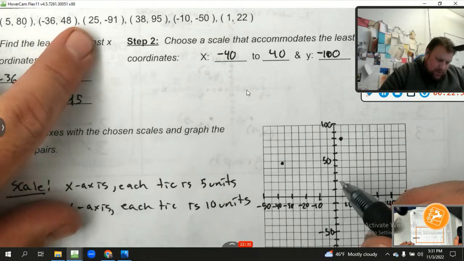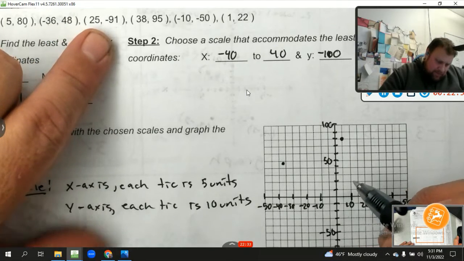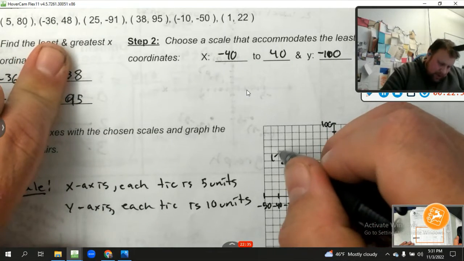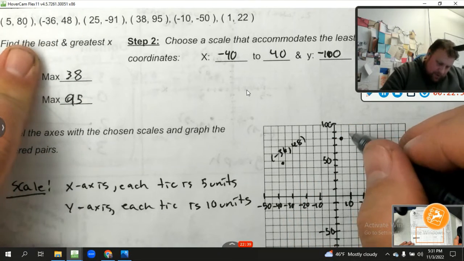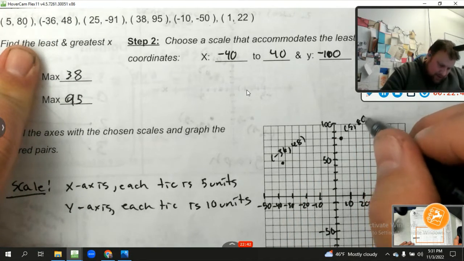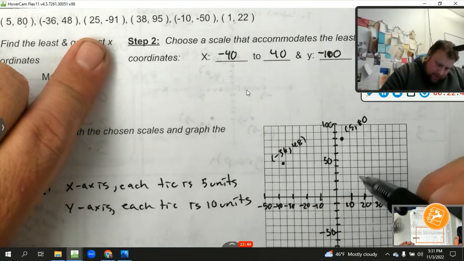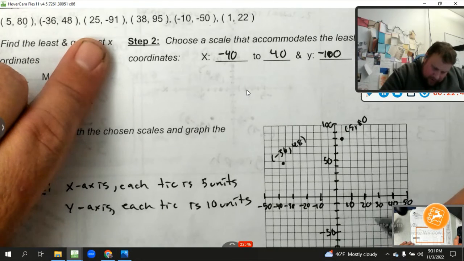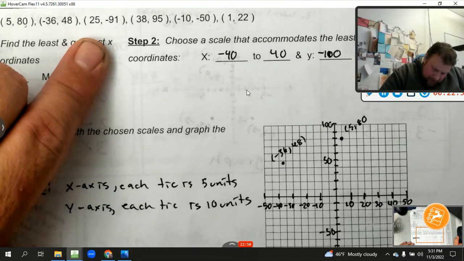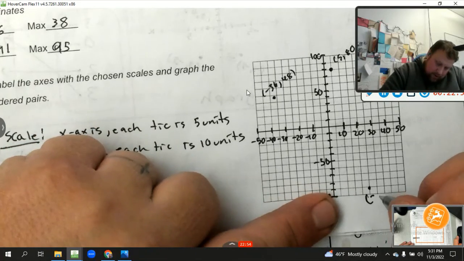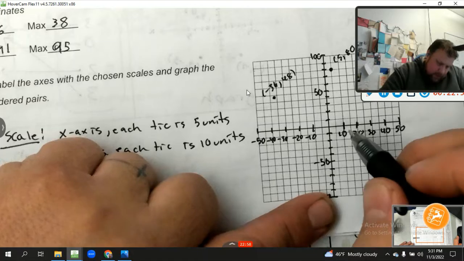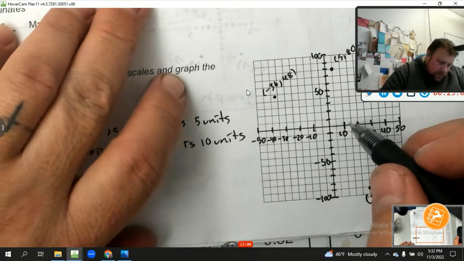And our next one says 25, negative 91. So by the way, this was negative 36, 48. We should label the first one as 5, 80. Now we're going to do 25, negative 91. So 25 and then down negative 90. Negative 91 is just a little bit past that, so that's going to be 25, negative 91.